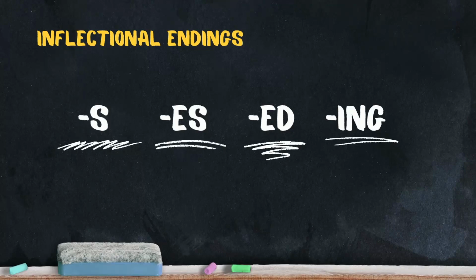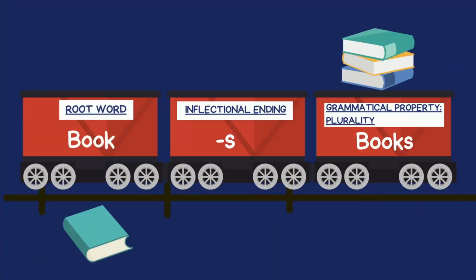Let's see an example that illustrates the concepts we have seen. So we have the root word book. When we add the inflectional ending s, we have the plural form books. So this inflectional ending changed the grammatical property of plurality.